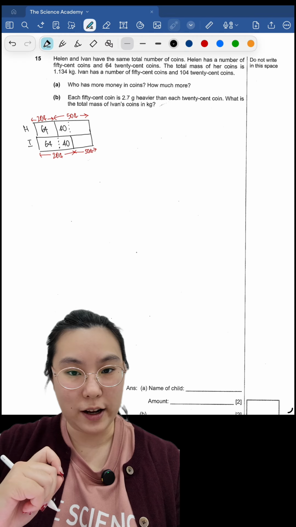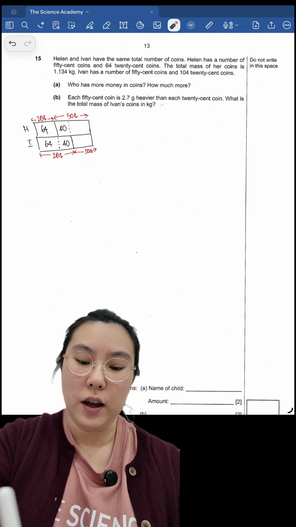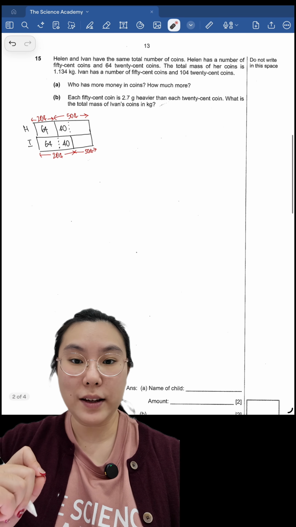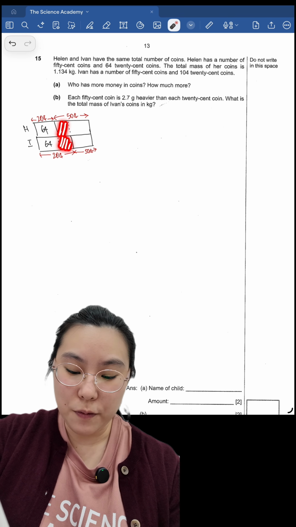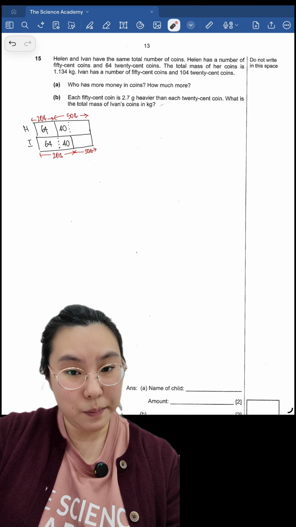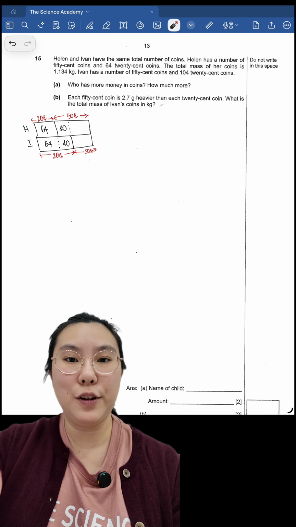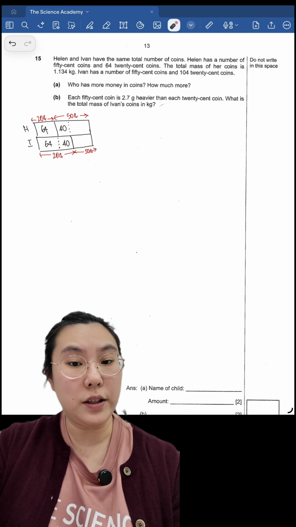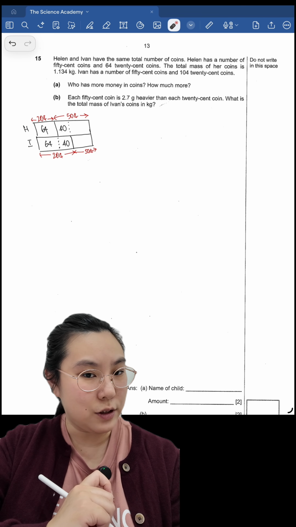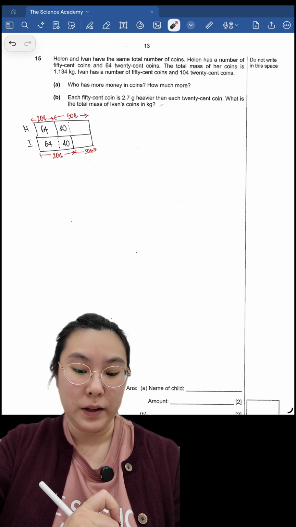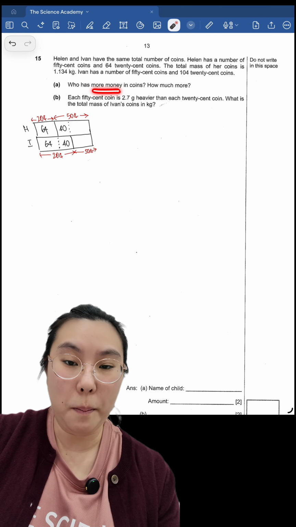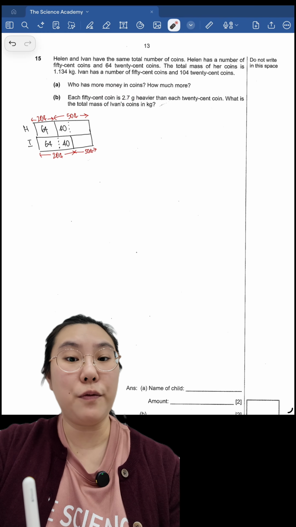Now this question is challenging because it tests students on their observation skills as well as their logical thinking skills to identify that they have the same number of coins, but they are in different value. So if students are not able to see the difference in value, then they will be stuck at this question and they might not be able to move on. Because in the first part, they're asking for who has more money, meaning we're looking at the value of the coins.